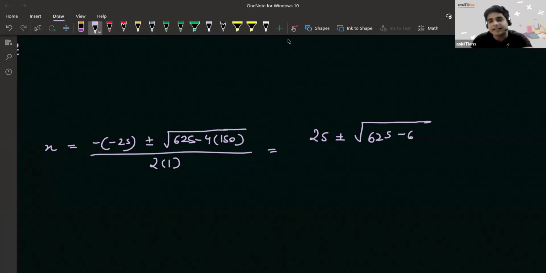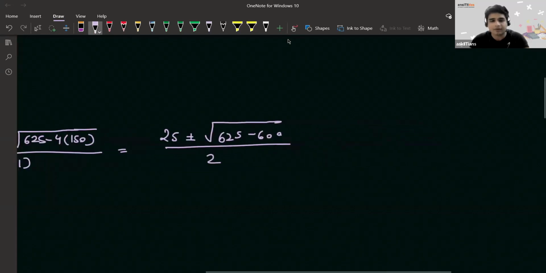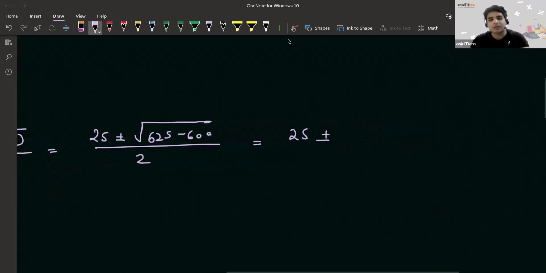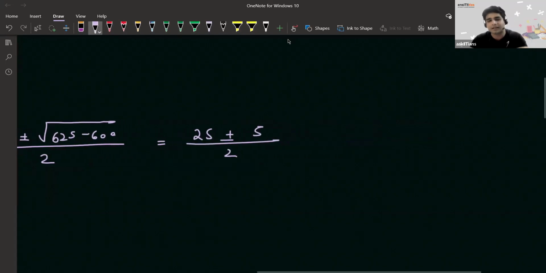4 times 150, that is 600, right, everyone? So twice, okay, upon 2, right? So that is going to be 25 plus minus root of 625 minus 600, that is root of 25, which is just 5, everyone. Okay, upon 2, we will have 2. Is this clear, all of you? Please tell me yes or no.